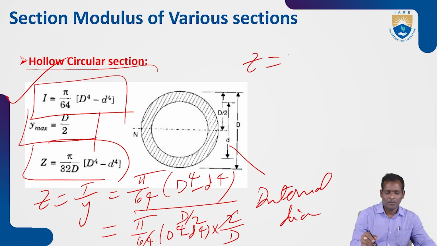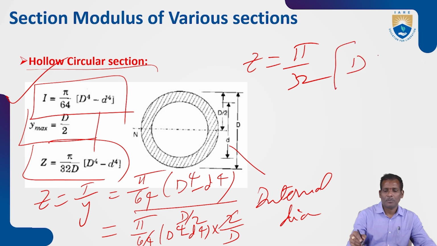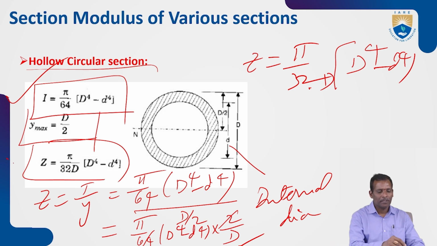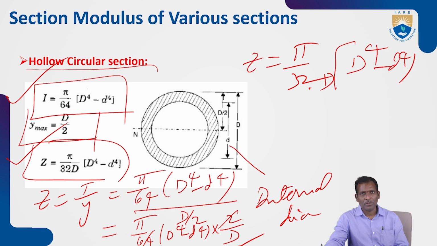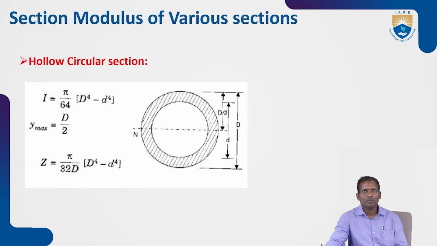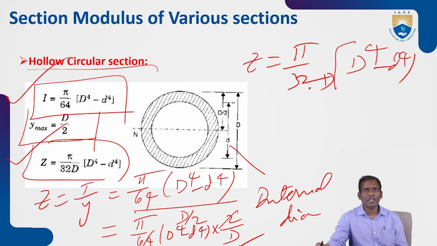So Z is equal to pi by 32 into (capital D to the power of 4 minus small d to the power of 4) multiplied by 1 by D. So we obtained the equation Z is equal to pi by 32 capital D to the power of 4 minus small d to the power of 4, divided by D. So these are the section modulus of various cross sections.